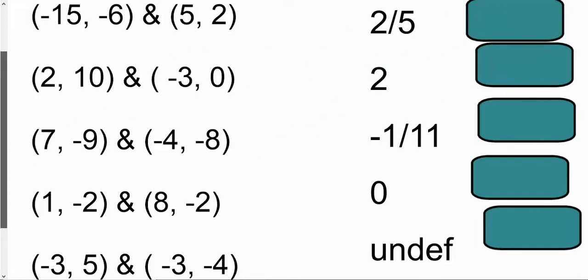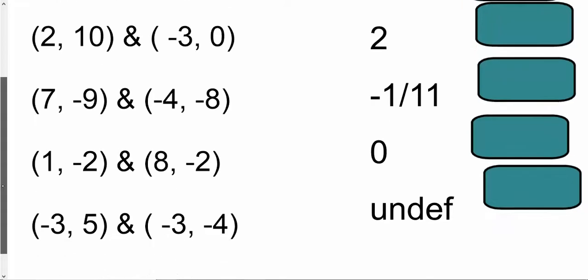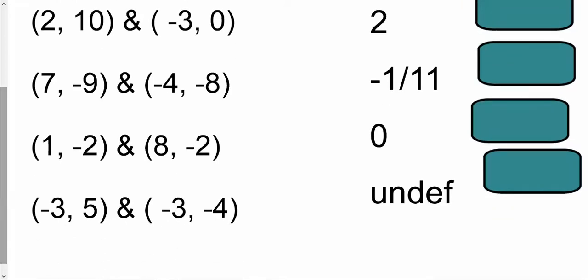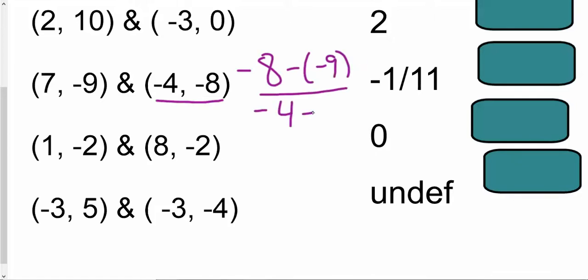For the third one, let's keep changing it up. Let's use this point first. So we're going to do -8 minus a -9. And then -4 minus 7. Minus a -9 makes this a +9, so we get a 1 on top. In the denominator, we get -11.